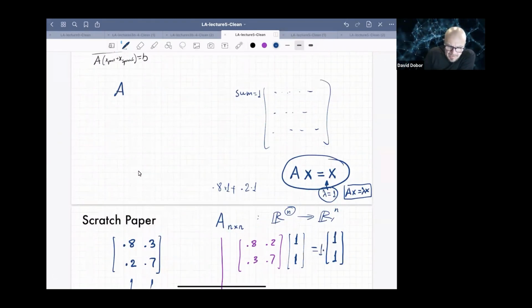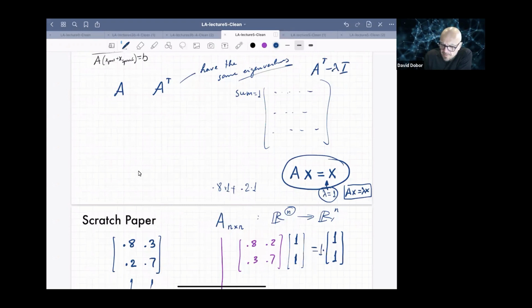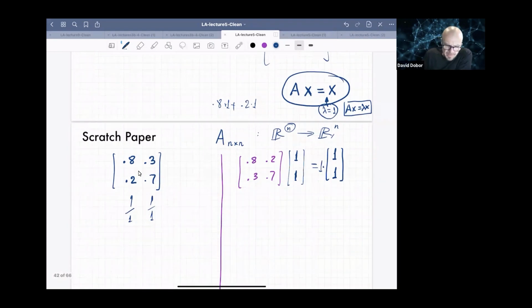Now, a matrix A and A transpose have the same eigenvalues. They may have different eigenvectors, but they have the same eigenvalues. This is because the determinant of A transpose minus lambda I and the determinant of A minus lambda I, those characteristic polynomials, have the same lambdas as roots. So this immediately implies that this guy will have eigenvalue equal to 1, because its transpose had one, and the eigenvalues of A and A transpose are the same.